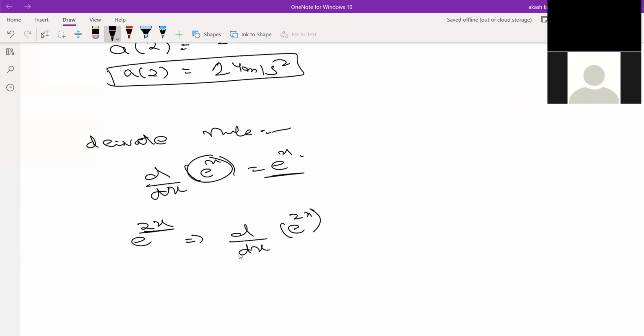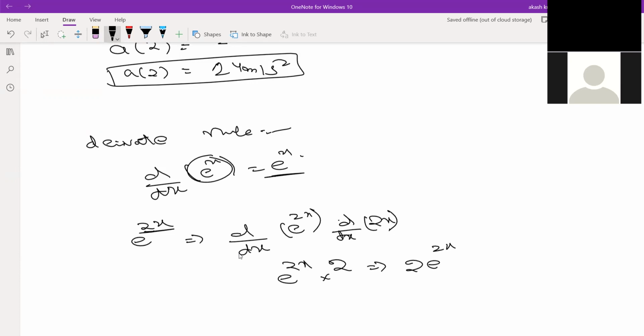We have 2 with x, so we are going to differentiate 2x again. So the differentiation of e^x will be e^x, and then the differentiation of 2x will be 2. So the differentiation of e^(2x) is 2e raised to the power 2x.